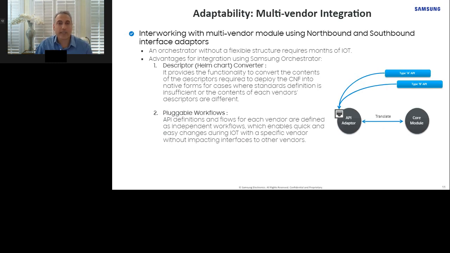I talked a bit about the adaptability, but a little more deeply, some of the functions that enable the adaptability are things like a descriptor converter. The SCO provides a descriptor converter where we take the descriptor files for third-party VNFs or third-party CNFs and translate those to the specific format that is consumed by the SCO. And of course, workflows. Each vendor that we integrate with has a unique workflow. So we produce these plugins, these adapters, which emulate that workflow and abstract that for the backend core within the SCO.